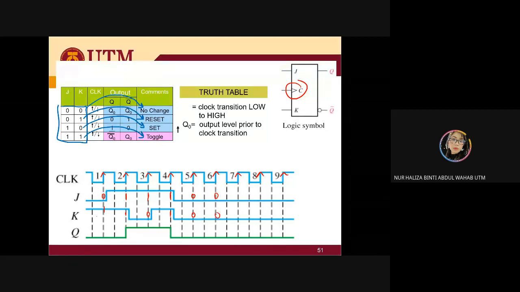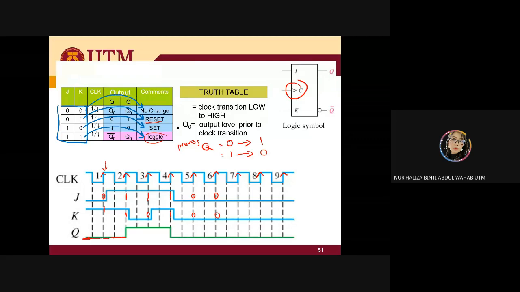Okay. Now here, starting with the output low, assume it is low until we meet our first positive clock. We have 0, 1. What is 0, 1? It is a reset. Reset means 0. So I continue until I meet another clock. 1, 1. 1, 1 is what? 1, 1 is toggle. If the previous output of Q is 0, I toggle to 1. If previous Q is 1, I toggle to 0.